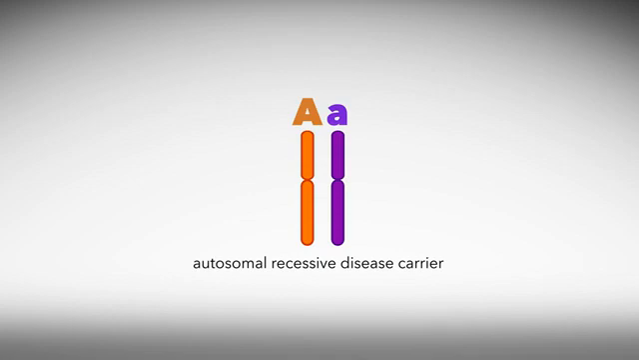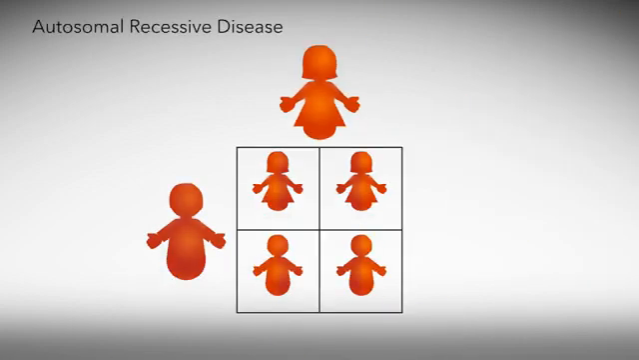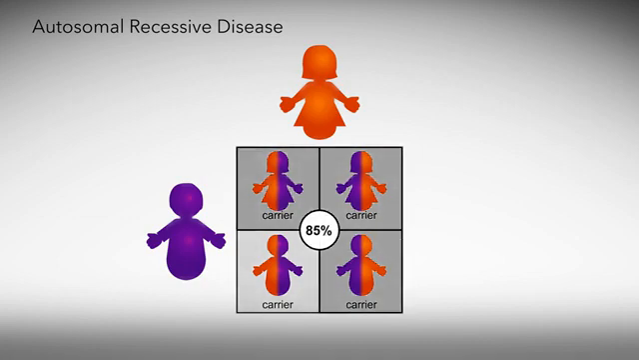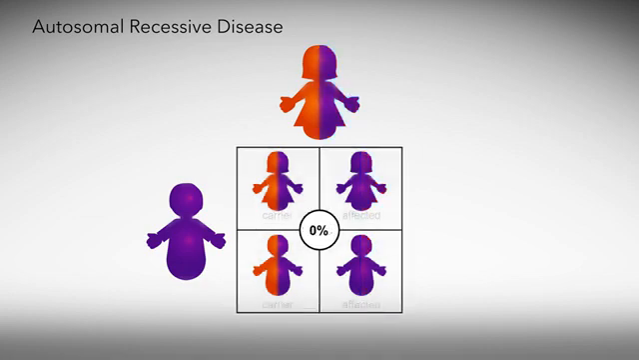The chance of each outcome breaks down like this: affected person plus a non-carrier. All children are carriers, no children have the disease, and no children are without the mutation. Affected person plus a carrier. Statistically, half the children will have the disease and half will be carriers.